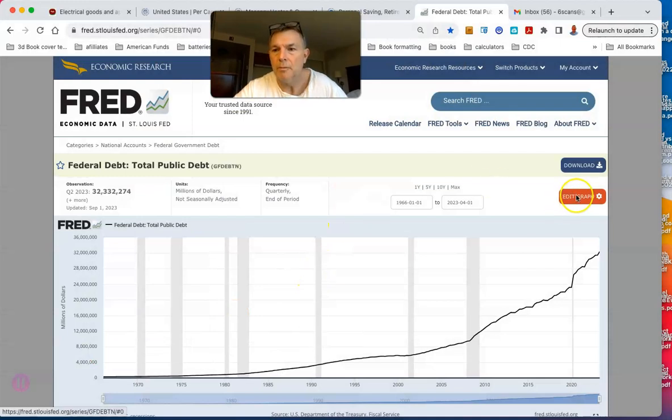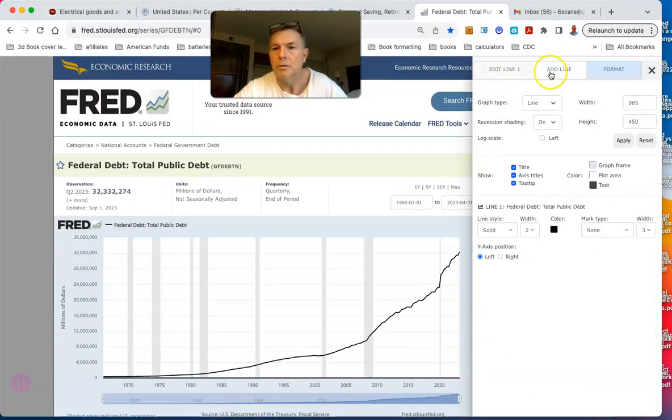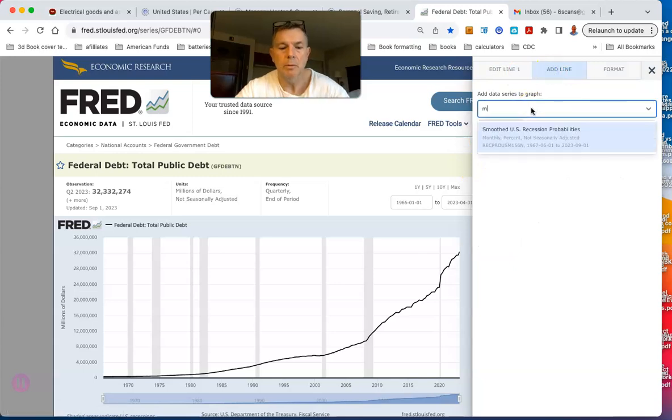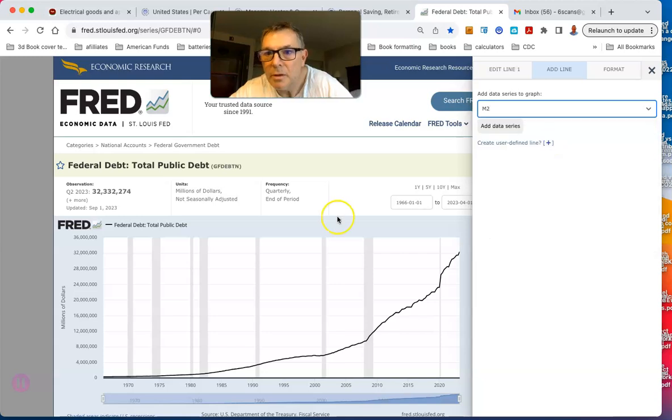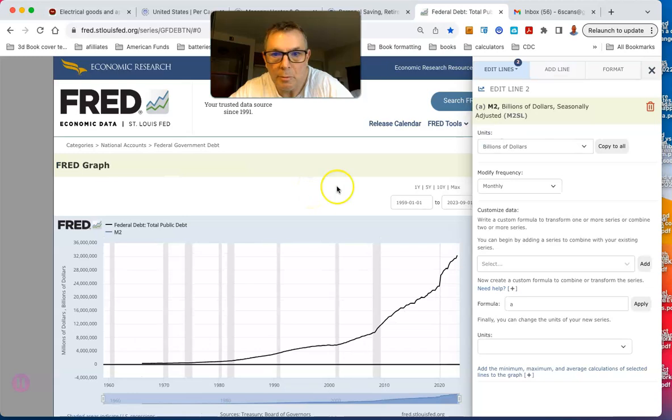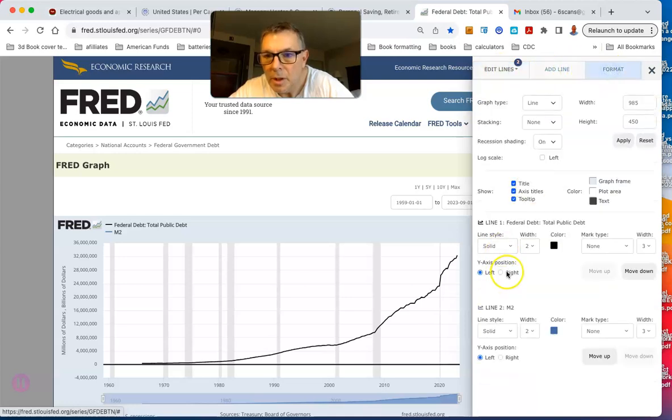All right, so let's look at M1 or M2. Let's go to add line. I wonder if they can give us M2. There we go. M1, let's take a look. M2, add data series. We're gonna put that on the right for the edit lines. Edit line 2. I think that's what we want. Oh, I got format. There we go. I want that to be on the right. Edit line 2. All right, sweet.